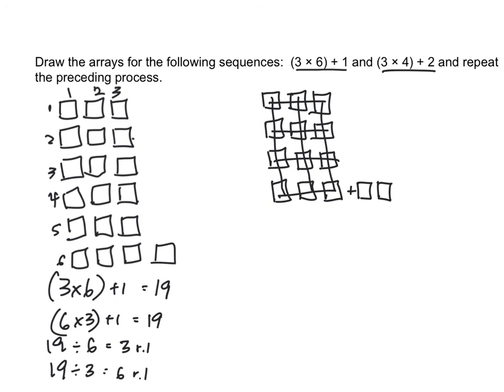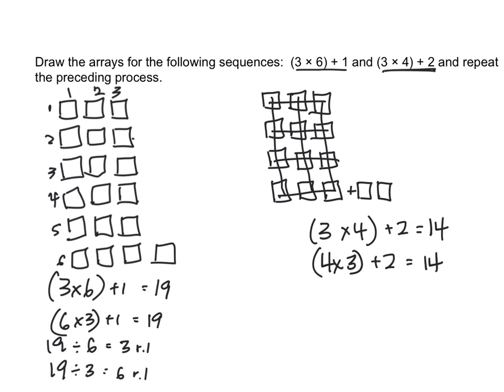So our multiplication sentences, well, actually the first one's already written out for us. 3 times 4 plus 2. Well, 3 times 4 is 12 plus 2. We can see our 12 here. Plus 2 gives us 14. Or 4 times 3 plus 2 still equals 14. Because it doesn't matter what order we put our multiplication problem in. We can do it in any order. Division, it does matter your order.